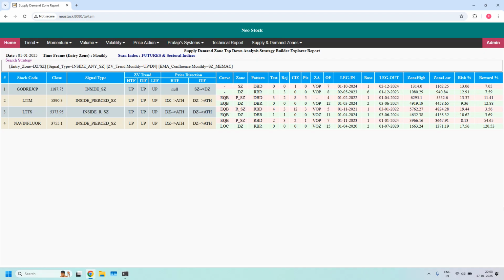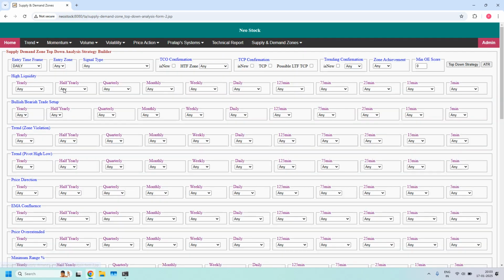Okay, this is about monthly time frame. Next time frame is weekly. And this is also the end of the week. I will generate additional reports for weekly time frame, like zones having confluence, tested weekly zones, and newly created weekly zones during this week. So all those additional reports I will generate.